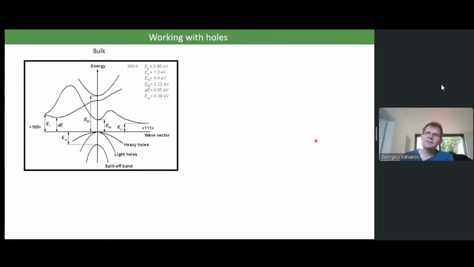Since then, a lot of things have happened. My group works with germanium. We are working with holes. So I would just like to give you a slight introduction. What is different when you work with holes?